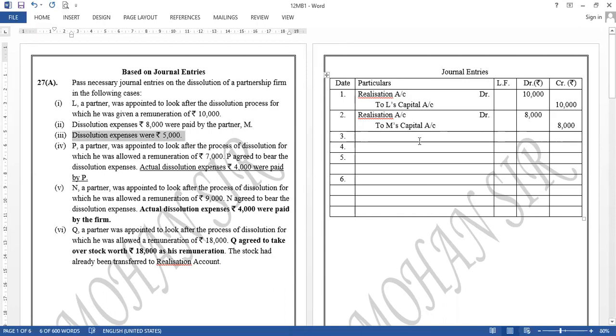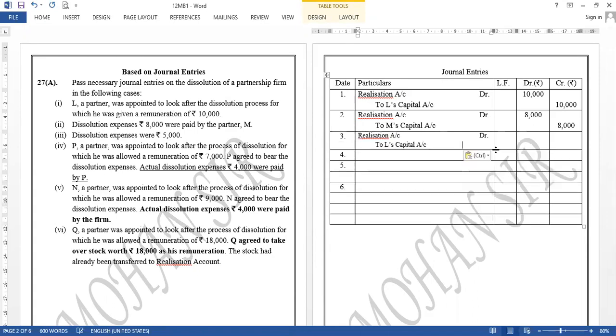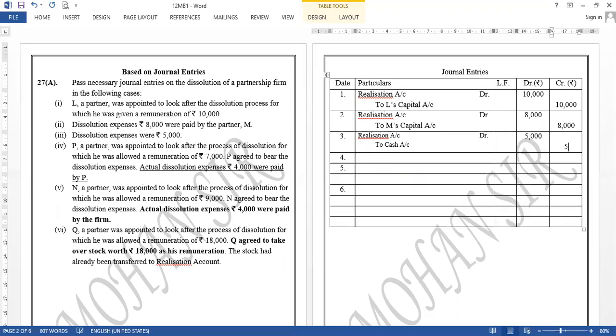Third now, dissolution expenses were 5,000. कुछ बोला नहीं है तो realization to cash. Realization to cash. That's very correct. The reason is very clear कि like it's firm's expenses, तो firm को तो realization account debit करना ही है, and there is no instruction कि who has paid it. So by default firm has paid it, so realization to cash and the amount can be seen as rupees 5,000. ठीक है?